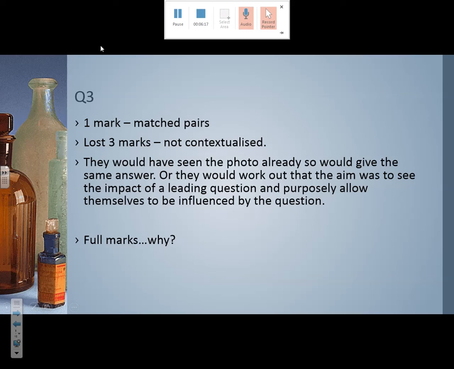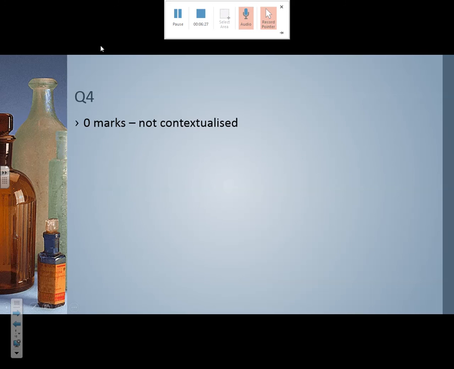The next question was full marks. Why was it full marks? It used the PE structure, so point, explain, and it was contextualised, so they linked it back to the study, which is of course how all of your answers will go.